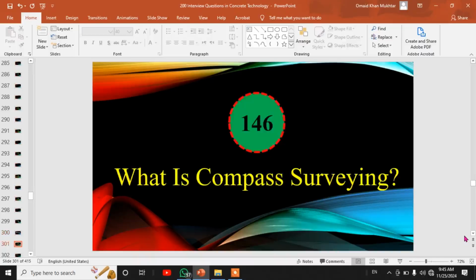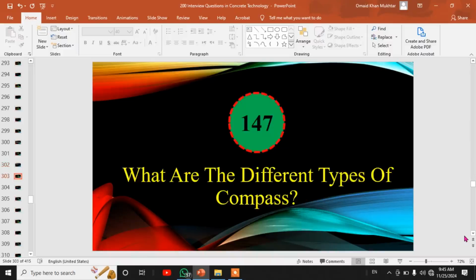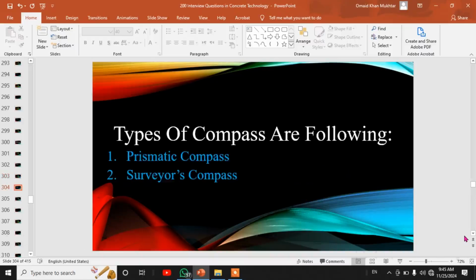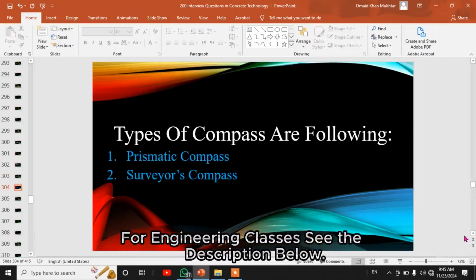146th. What is compass surveying? It is the part of surveying in which a compass defines the direction of the survey line and their length by tape or chain is known as compass surveying. 147. What are the different types of compass? Types of compass are following: prismatic compass, surveyor's compass.